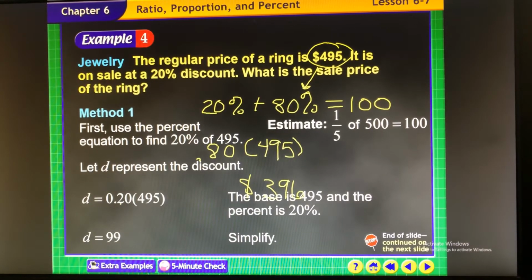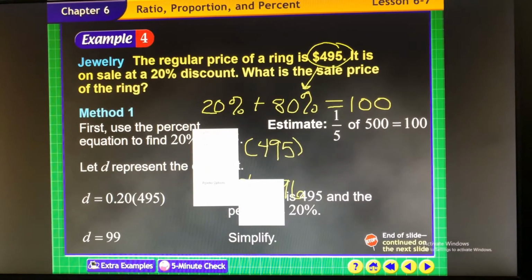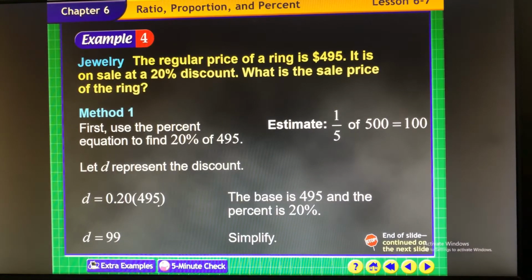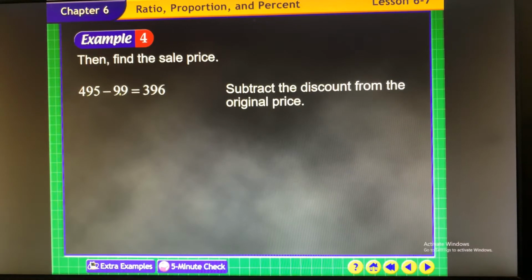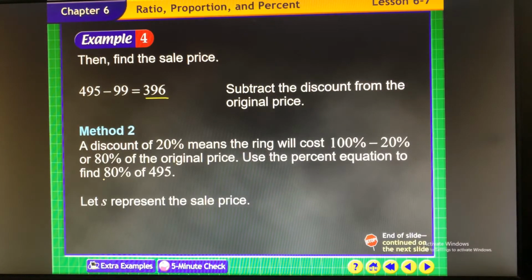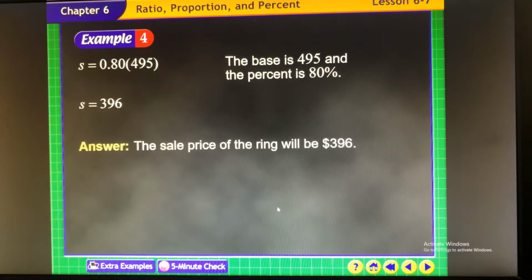Otherwise, what you do is you have to take, let me erase the ink. You would take 20% of $495 and get $99. That's not how much it's going to cost you. That's how much it's off of $495. Because then I'm going to have to do $495 minus 99 to get the $396. That's one way. Method 2 is to do 80%, and then you'll get the sale price right away. So it's up to you what method you want to do.